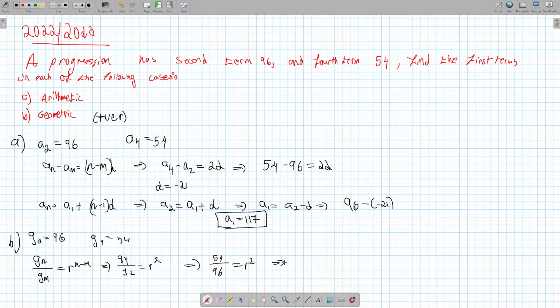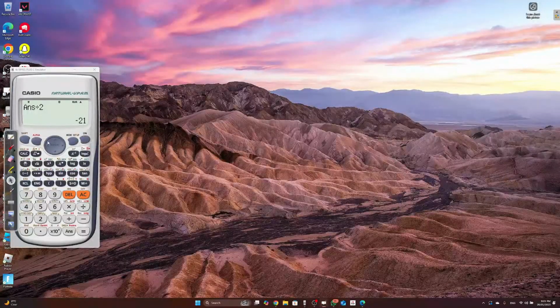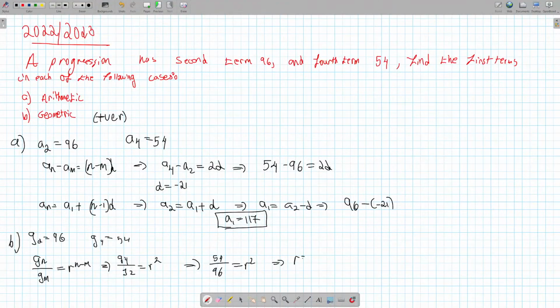So r is just going to be equal to the radical of 54 over 96, which is 3 over 4. So r is going to be equal to 3 over 4, right? If you want to play it safe, you can say r is equal to plus or minus 3 over 4, and then say negative 3 over 4 is rejected because they said it's a positive ratio. But I don't think you have to. Anyway, you get r is equal to 3 over 4.